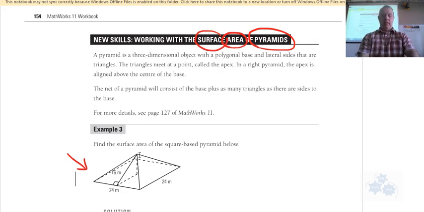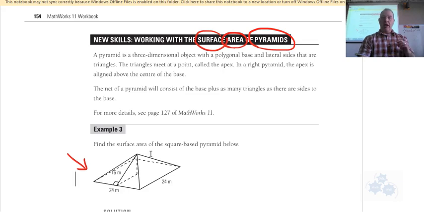All right? This is another pyramid. This is a rectangular pyramid because the base is not a square, it's a rectangle. So two opposite sides are the same, but not all the sides are equal. Okay? So those are the two types of pyramids that we're looking at.